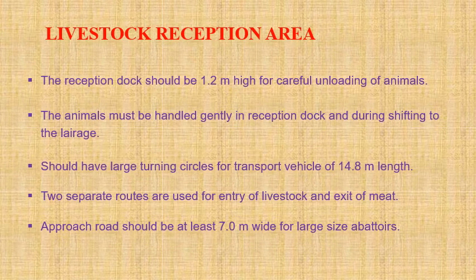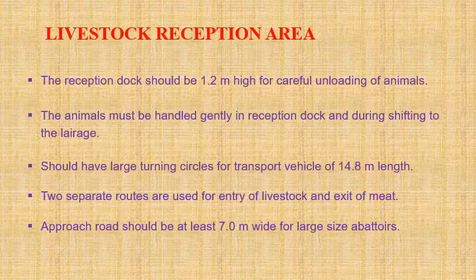Livestock reception area. So few important points I would want to mention here. That is, the reception dock should be 1.5 meter high for careful unloading of animals. This is in height matching with the height of the trucks or lorries carrying the animals. The animals must be handled gently in reception dock and during shifting to the lairage. This is very important for proper handling, which again I am going to discuss in the third lecture. Should have large turning circles for transport vehicle of 14.8 meter length.